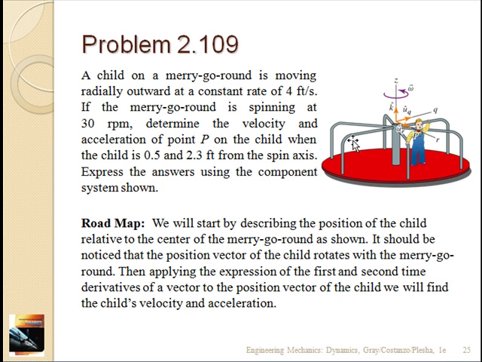But the boy is also spinning. So the velocity vector of the boy has a radial component and a tangential component. And we're asked to find the velocity and acceleration of the child, or a point P on the child, when the child is half a foot and 2.3 feet from the center of axis of the rotation. Okay.